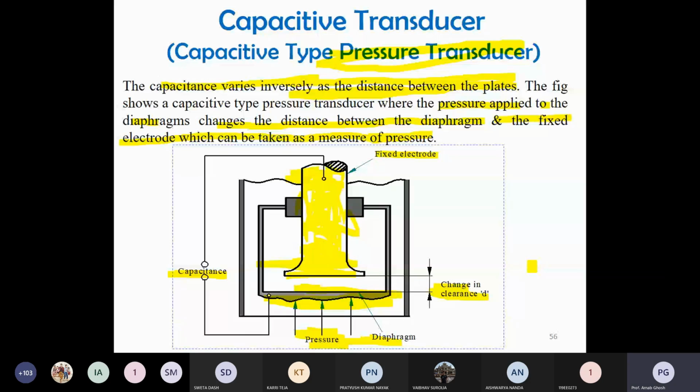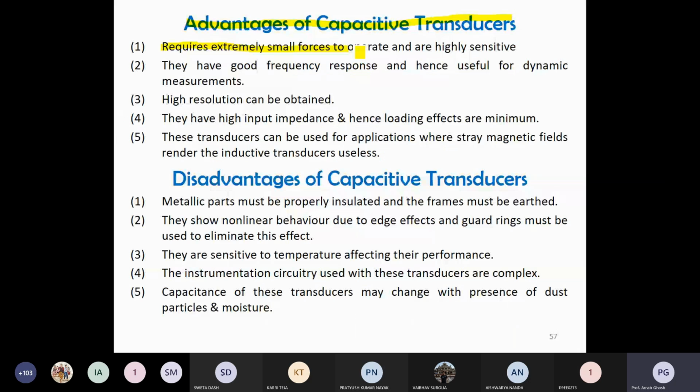So what are the advantages? Advantages of the capacitive transducer that we need to know. It requires an extremely small force to operate and is highly sensitive. That's why it is quite costly. Very small variations may deflect the pointer, or you can store that value. Maybe amplification is required, but with a very small deviation, field changes are there, and due to the field changes we are able to measure that value. So it is very sensitive.